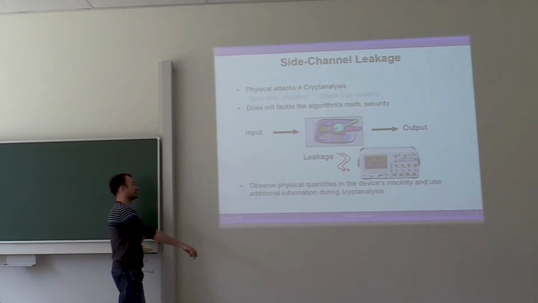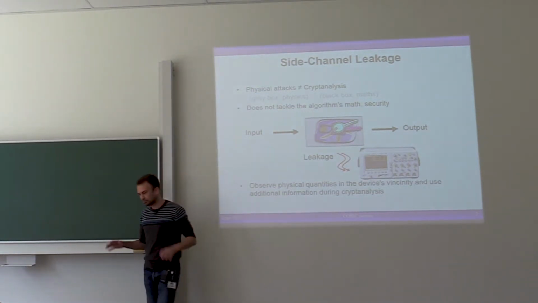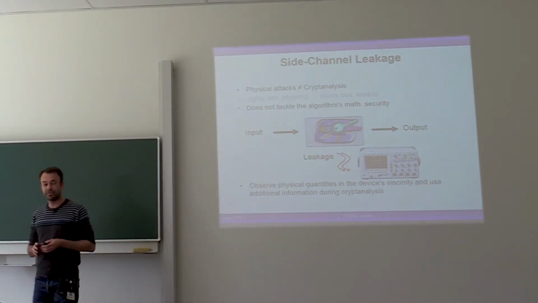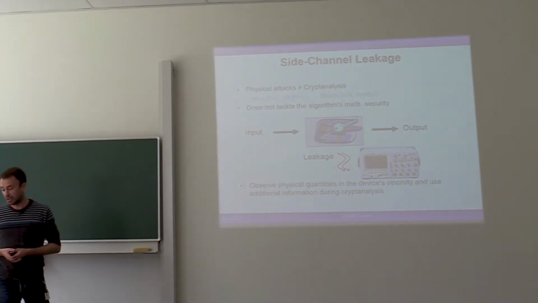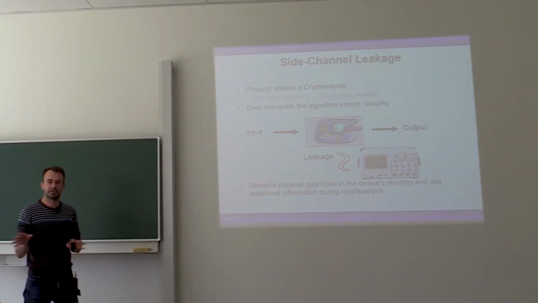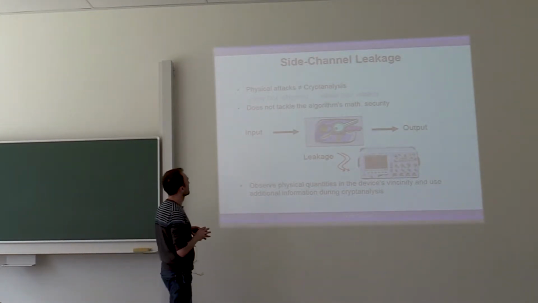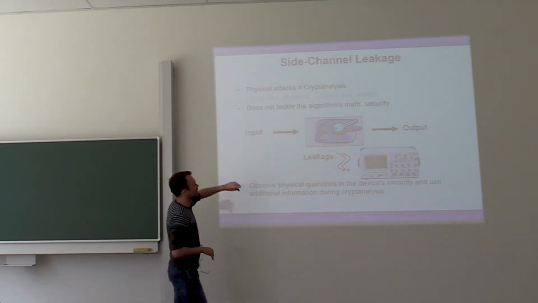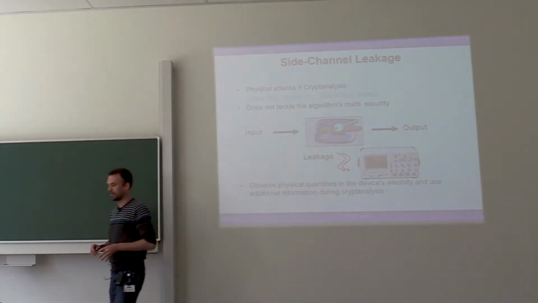Okay, so we can measure various physical quantities near the device that we want to analyze and use this extra information during the analysis. We'll give you lots of examples. If it's not clear now, don't worry. In 10 to 15 minutes, you'll say yes. Okay, so this is what we call side channel leakage. So this additional information that somehow comes out and that will help us.